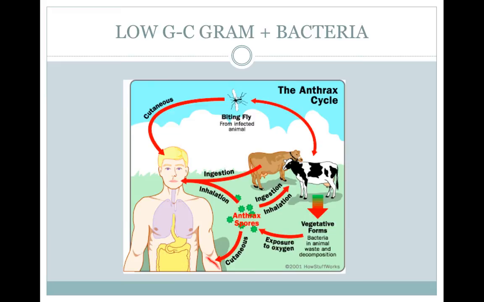Low GC gram-positives have a lower G to C and A to T ratio. They are capable of producing endospores. Bacillus anthracis, which causes anthrax, is an example. The anthrax spores can live in decomposing organisms and in the soil for centuries.